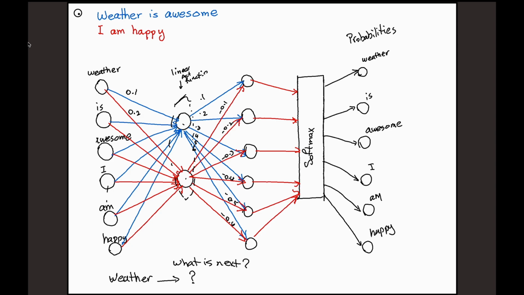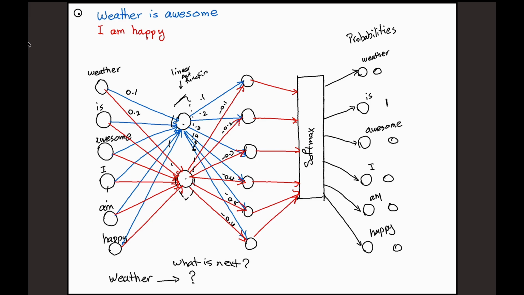So our task is simple. We just want to predict the very next word given a word. Here, if it's weather, we want our model to predict is as the output. So I want my model to predict probability 0 that the word after weather is weather, probability 1 that it is is, probability 0 that it is awesome, 0 for I, and so on and so forth. That's my goal, and it does it through a very simple, fully connected network up to here.